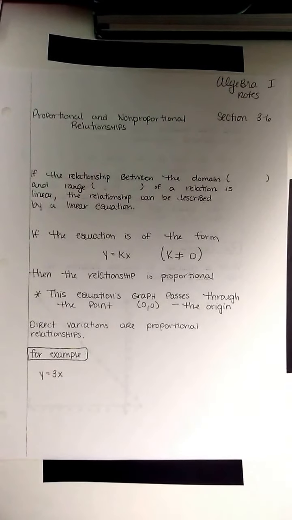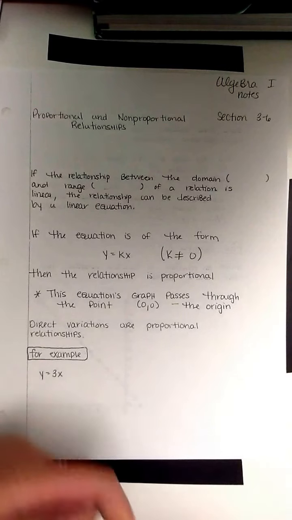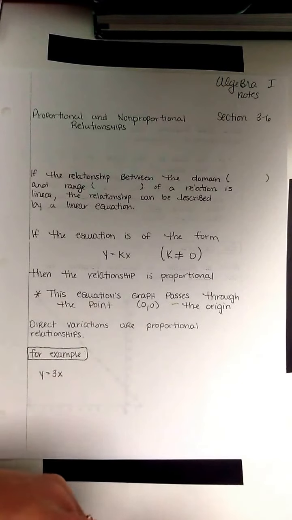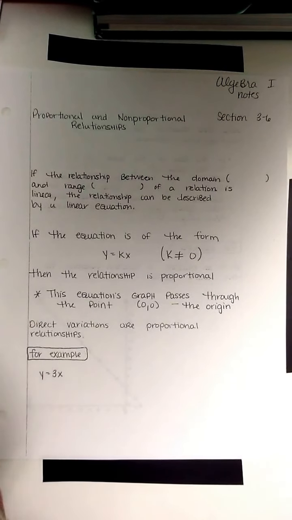Okay, here are the 3-6 notes. You should have your 3-6 note packet, your 3-6 homework, and your textbooks open to page 195. We're going to be talking about proportional relationships in comparison to non-proportional relationships. We're still just dealing with lines, but we're going to see that there are different kinds of lines. So these notes are short, so you need to be paying attention.